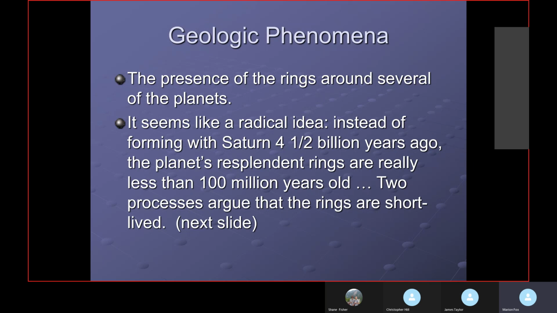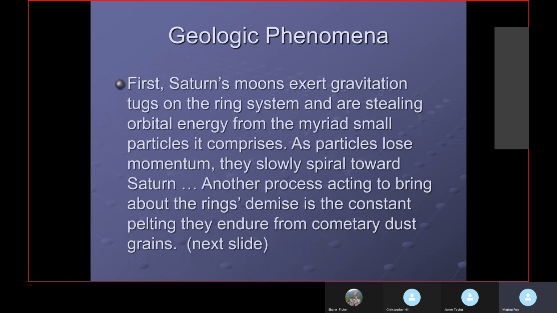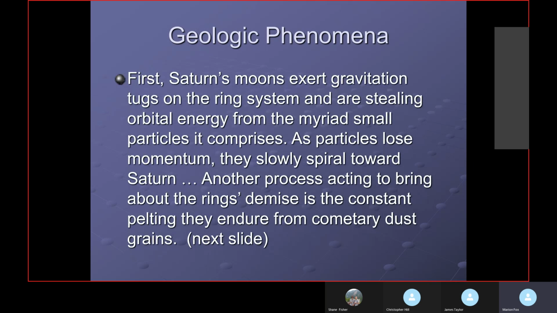Now, let's talk about the rings of Saturn, which are really quite spectacular. First, Saturn's moons exert gravitational tugs on the ring system and are stealing orbital energy from the myriad small particles it comprises. As particles lose momentum, they slowly spiral towards Saturn. Another process acting to bring about the ring's demise is the constant pelting they endure from cometary dust grains. So cometary dust hits them.